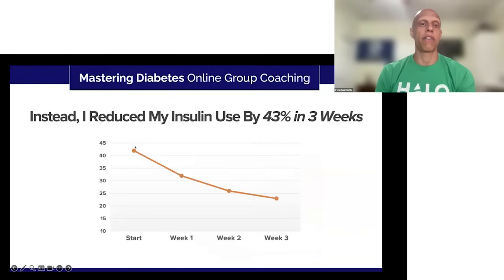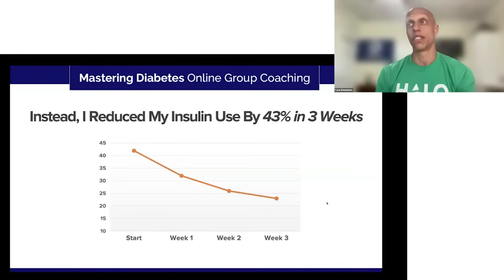My insulin use started about 42 units per day. And then by the end of week 1, I was down to about 32 units. And by the end of week 2, I was down to about 26 units. And then by the end of week 3, I was down to about 23 units per day. Okay, so this is basically a 43% reduction in a 3-week period, which for a person with type 1 diabetes is a massive, massive reduction in insulin use.